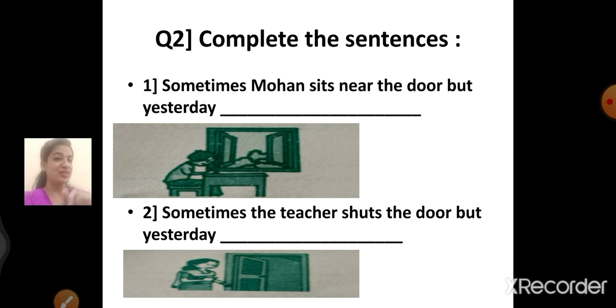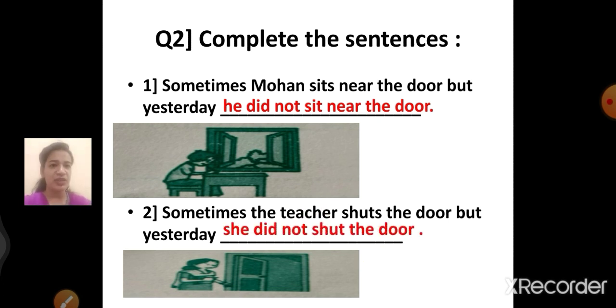In the question it is door. So you are going to write door. He did not sit near the door. Now see the second one. Sometimes the teacher shuts the door. But yesterday what happened? Yesterday she did not shut the door. The door was open. So she did not shut the door.